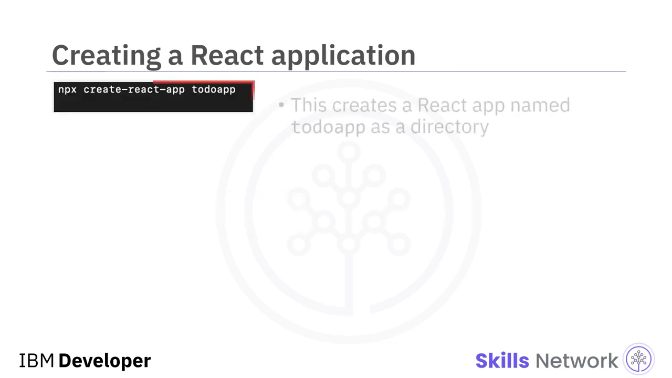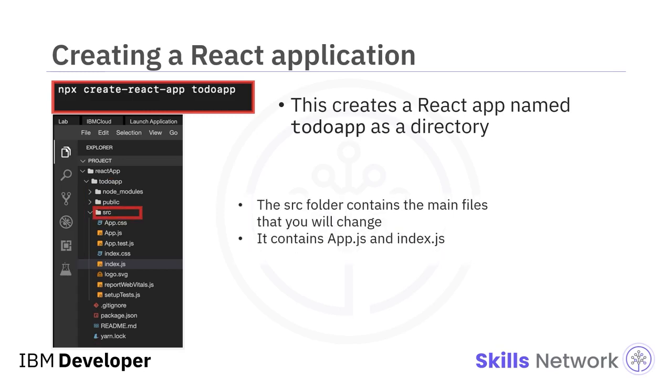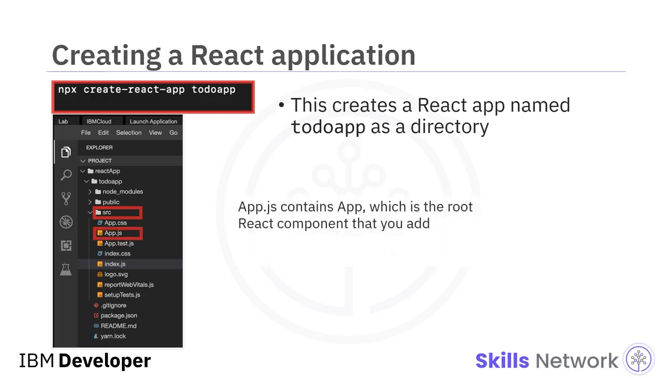When you run the npx create-react-app command, a directory structure with all the necessary files is created. The directory structure contains all the resources required to create and run a React application. The main folder in which you will make changes is the src folder. The src folder contains app.js and index.js. App.js contains App, which is the root React component that you will add into your HTML page, and index.js is where you will add App to the HTML.